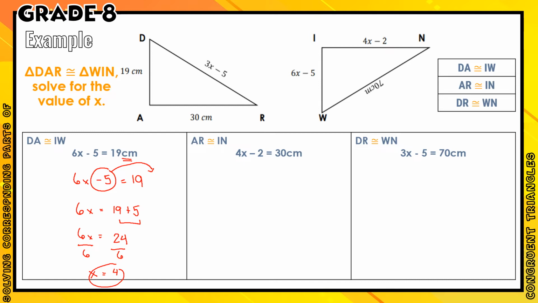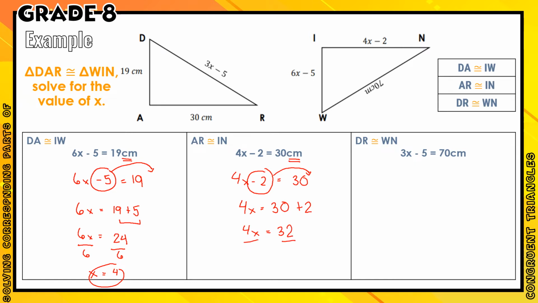Next is this one. So we have 4x minus 2 equals 30. Tanggalin natin yung units of measurement. Same step, lipat lang natin si negative 2 from the other side of the equation. Therefore, 4x equals 30. From negative 2, it will become positive 2. So we have here 4x equals 32.